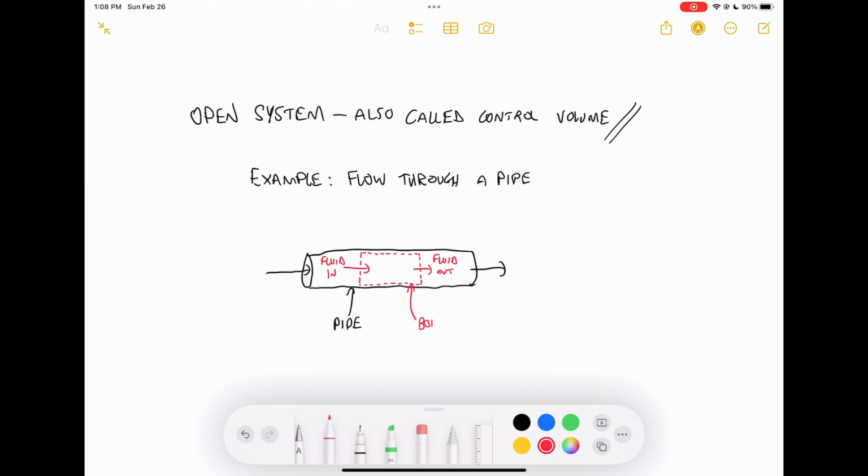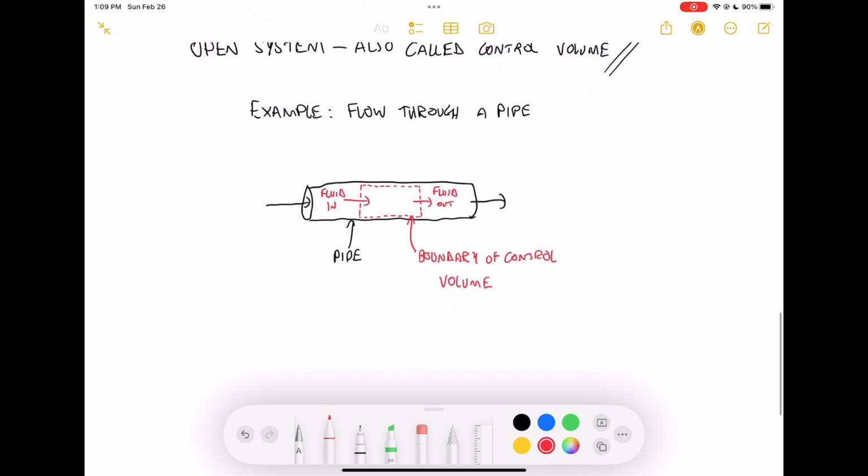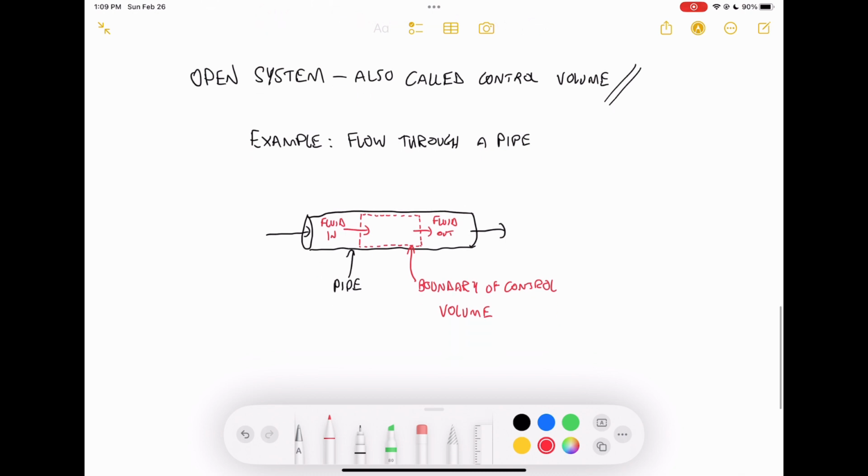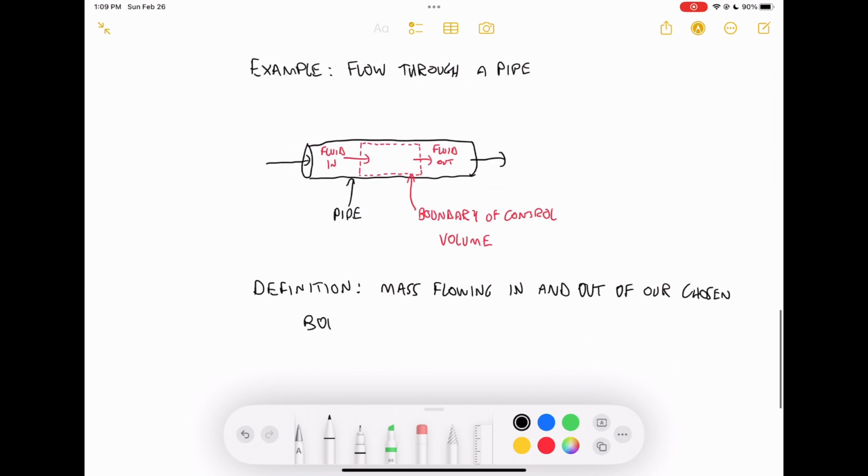If you look at this over time, and just fix the boundary and look at it, you'll notice that you're constantly going to have mass flowing in and out of our boundary. This can be in addition to heat also coming in and out of our system, because we could have heat coming through the walls or through the boundary of the control volume. So that's very interesting in terms of the two different types of systems that we're going to be studying.